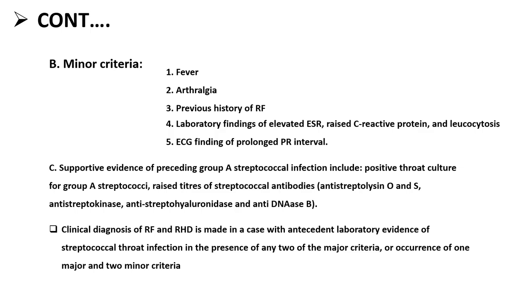Supporting evidence of preceding group A streptococcal infection includes positive throat culture for group A streptococci, raised titers of streptococcal antibodies: anti-streptolysin O and S, anti-streptokinase, anti-streptohyaluronidase, and anti-DNase B.